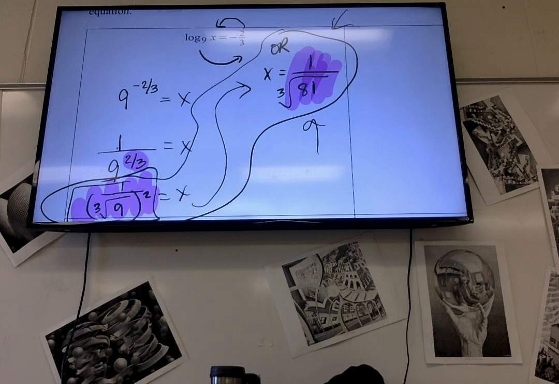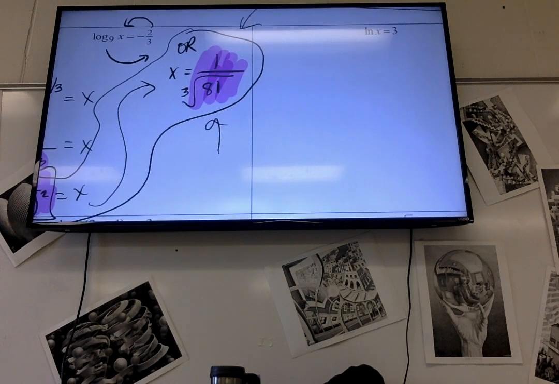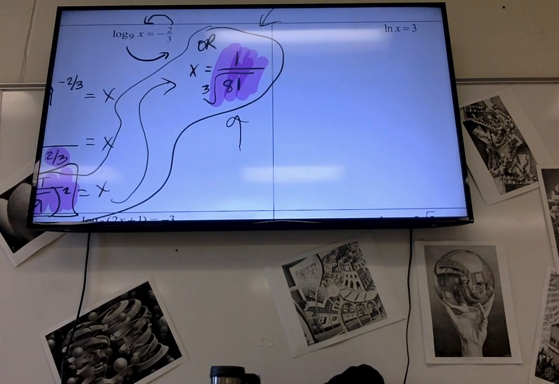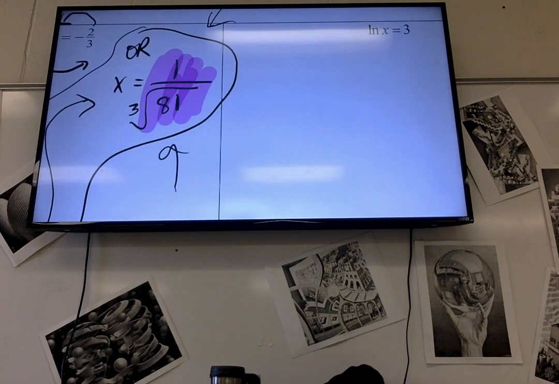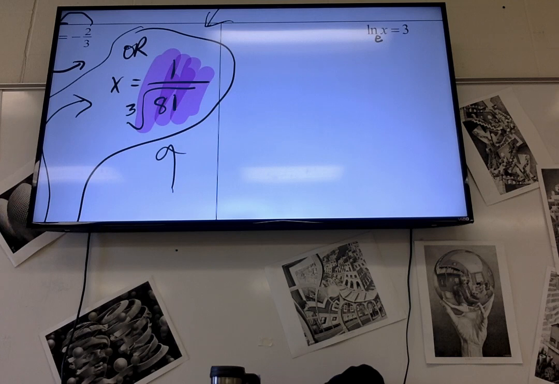Okay, so now like the one you were talking about, Emma. If it's a natural log, what's the base? E. Now, if it was a common log, if it was just log, then it's 10. So I'm just going to squeeze a little E there, just to remind myself. Ln just means the same thing as the natural log, base E. And E is Euler's number, which is just 2.718, blah, blah, blah.